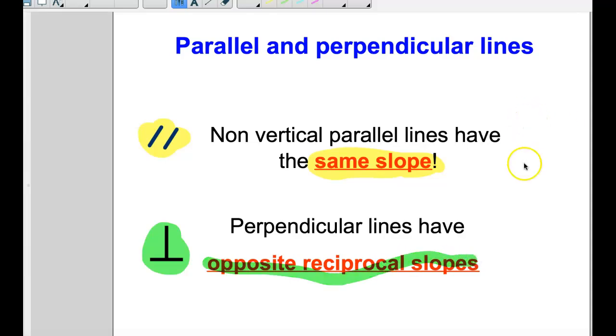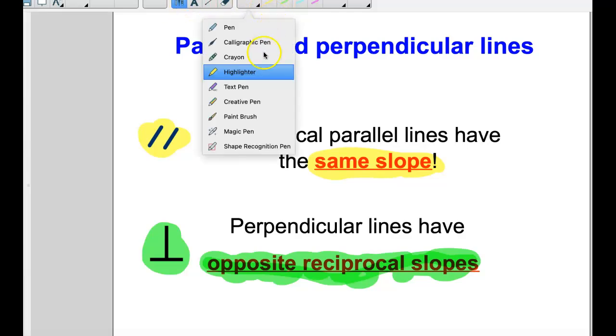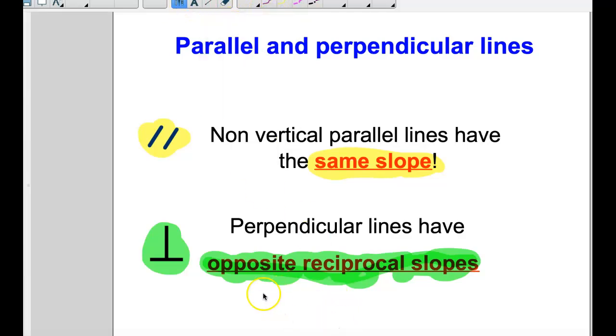Opposite reciprocal slopes, those words aren't user-friendly usually for most kids. So we wrote down those other words instead of using opposite and reciprocal so we could remember them better. One has to be positive and one has to be negative. And reciprocal means flip the fraction, right? Make sure you're careful with whole numbers that you're flipping correctly so that you get the right answers on each part.